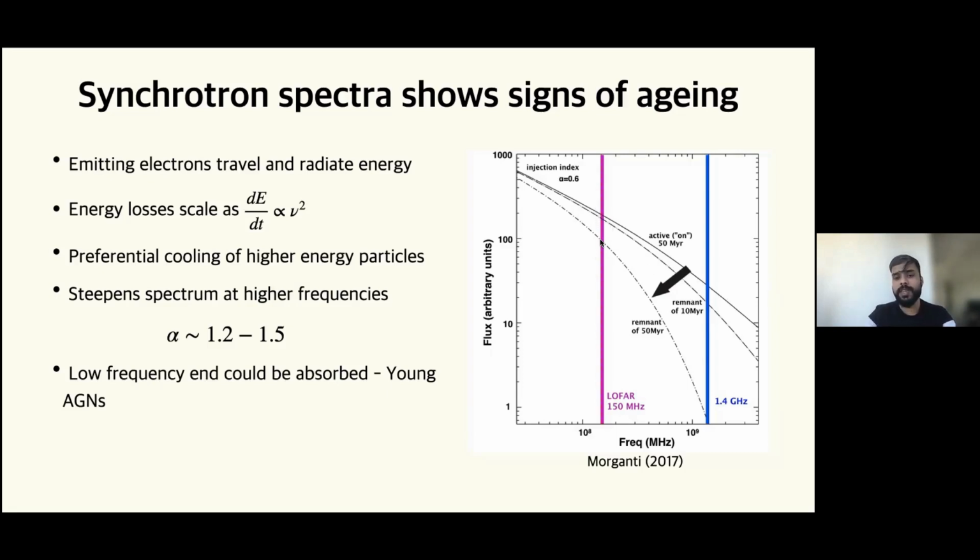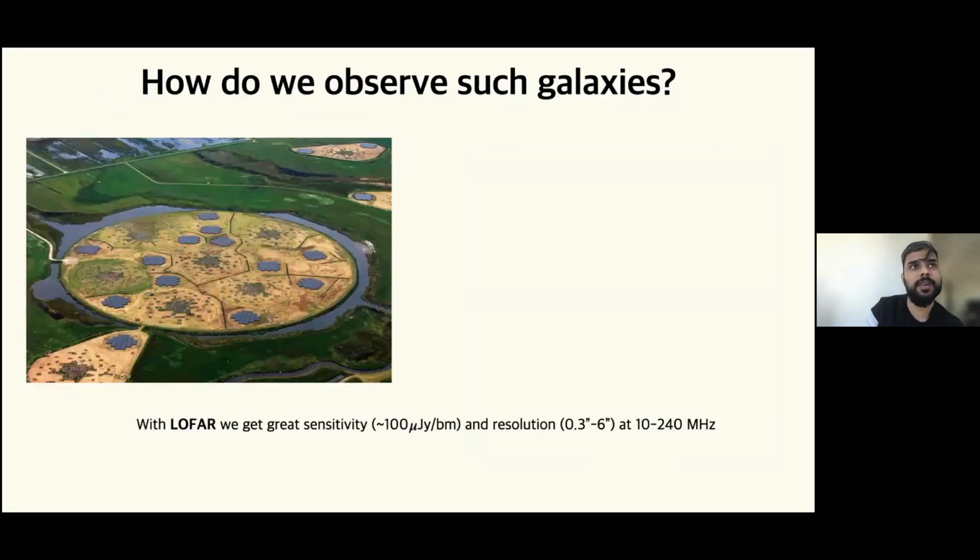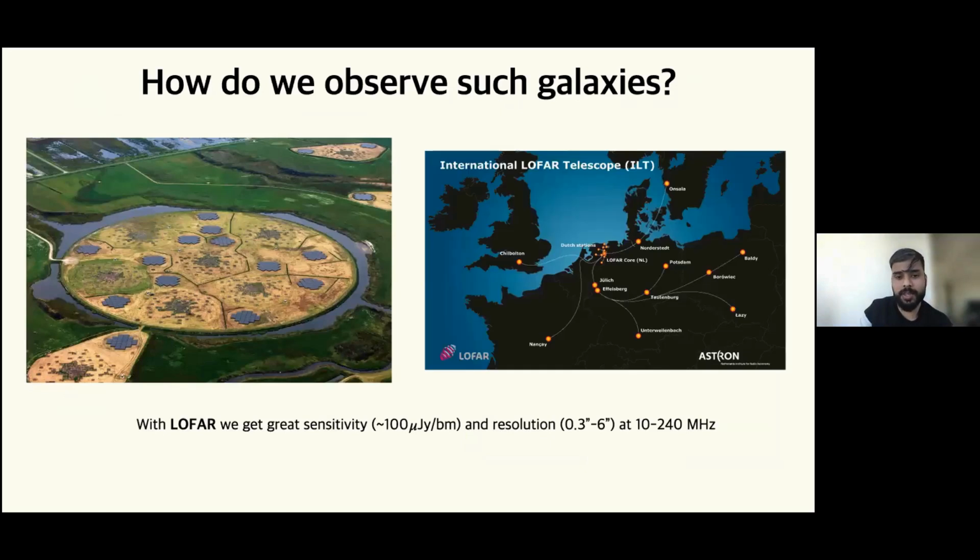At low frequencies, we can understand how young the galaxy is in some sense, because it ages the least, it can allow us to understand how young the galaxy is. So if we can model the spectrum, we can understand the ages of these galaxies, and thus we can try to understand how the life cycle of these galaxies is going on. But how do we do this is actually by using radio telescopes at different frequencies.